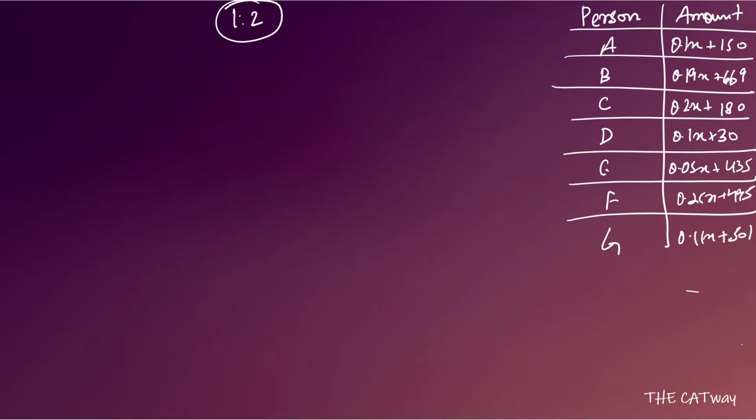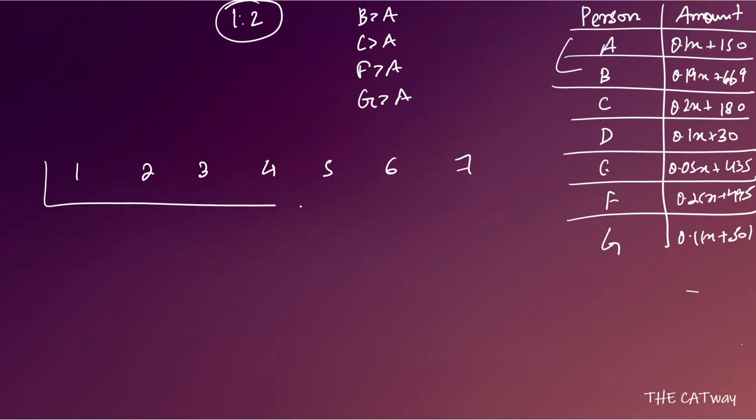Acha, by observation only, if you compare A and B, what you see is that B has more money than A in terms of x, and he has more money than A in terms of actual money. So we can definitely say that B is greater than A. Similarly, comparing A with C, C has more money in terms of x and in terms of actual money, so C is greater than A. And on similar lines, we can say that F is greater than A and G is also greater than A. So out of the 7 persons which we have, these 4 persons B, C, F and G are definitely not going to occupy the first four positions, B, C, F, G, in any order.